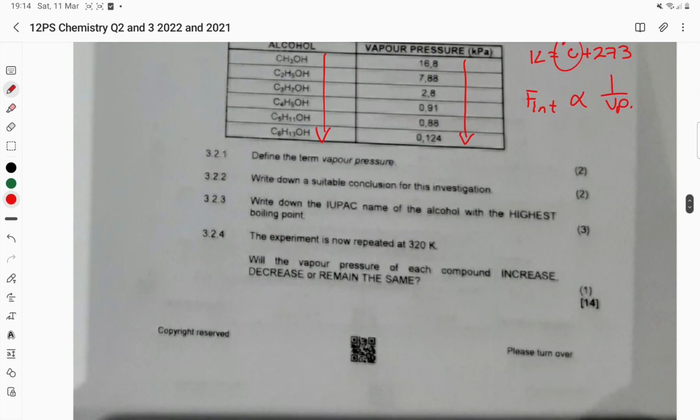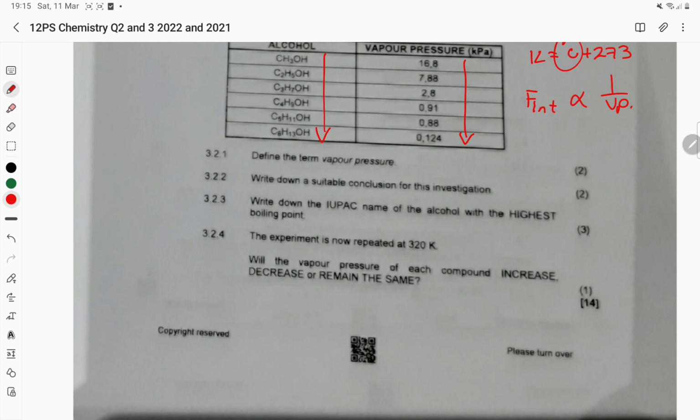Let's see what the questions are. Define the term vapor pressure. I'll just study that. Write down a suitable conclusion for this investigation. As I was saying just now, as the chain length of alcohols increases, the vapor pressure will decrease. An increase in chain length of the alcohol will result in a lower vapor pressure, or the higher the chain length, the lower the vapor pressure. All right, straightforward one there.